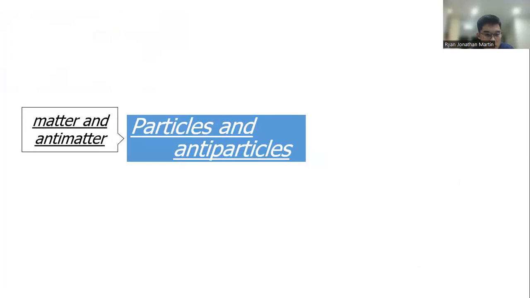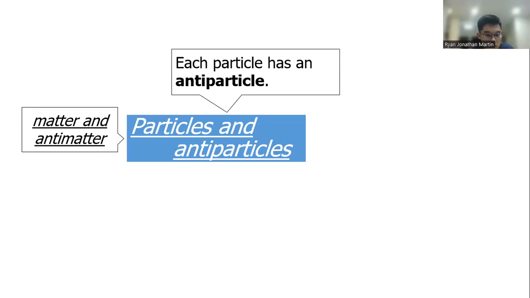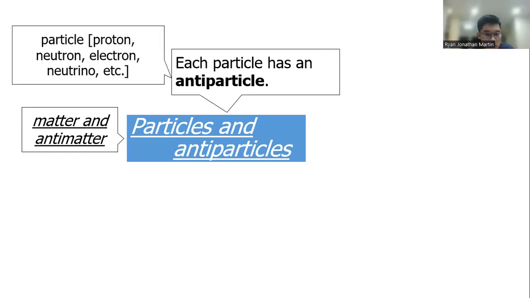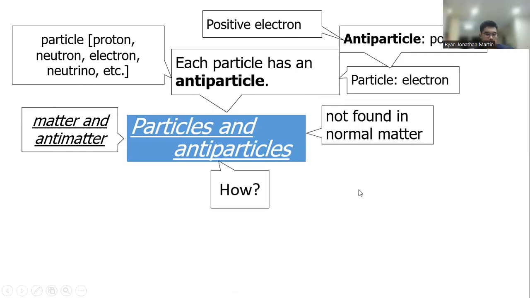Particles and antiparticles, matter and antimatter. Each particle has an antiparticle. Example, particles can be proton, neutron, electron, neutrino. Example, particle electron, antiparticle is positron, positive electron. So not found in normal matter.